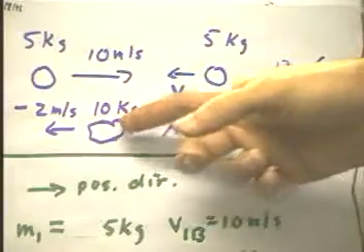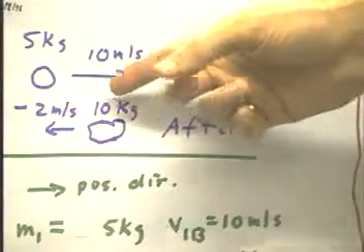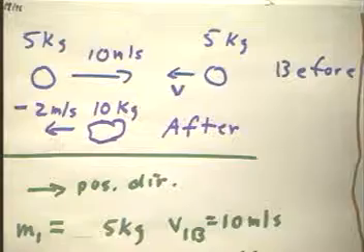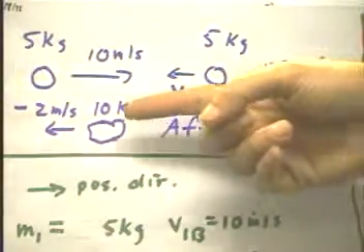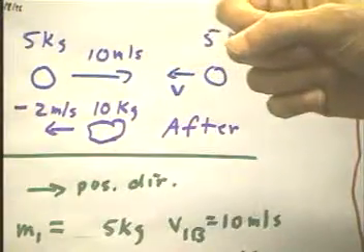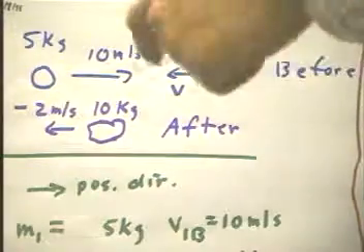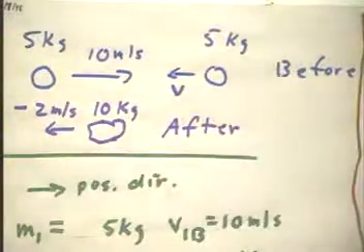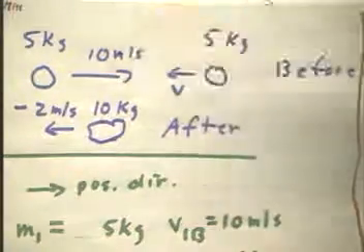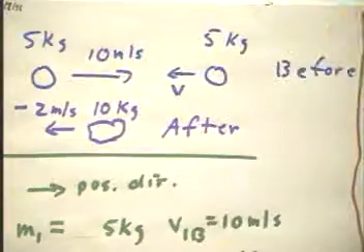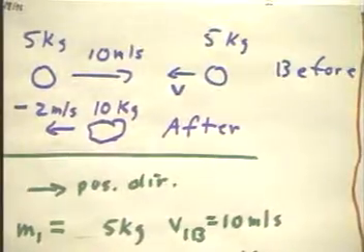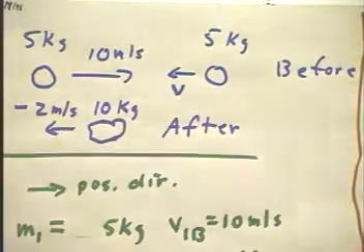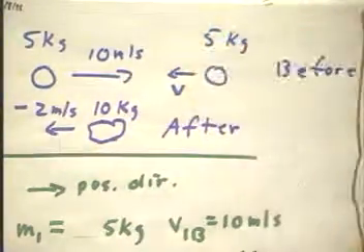and after collision the two masses stick together into a combined 10 kilogram mass, which is observed to be moving at -2 meters per second. Now we've implicitly taken left to right as the positive direction, so that this velocity is positive and this velocity is negative. The task is to find the unknown velocity v.